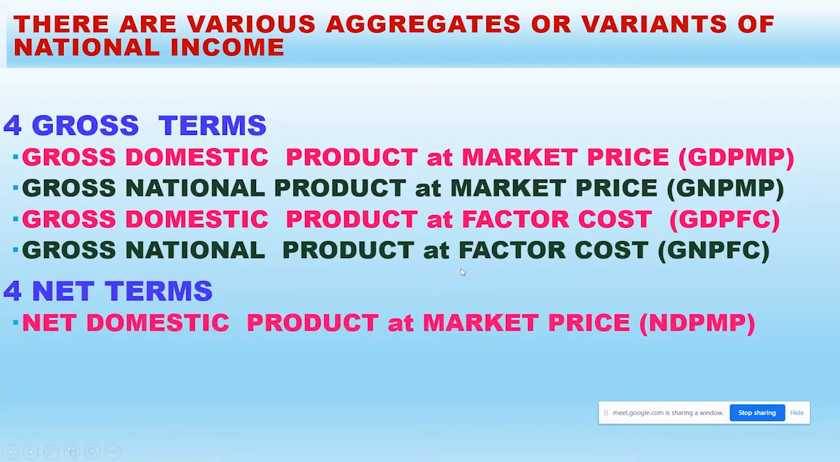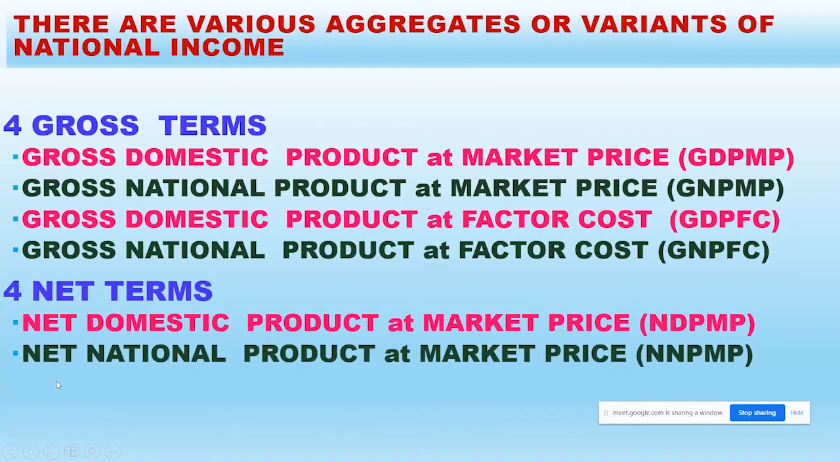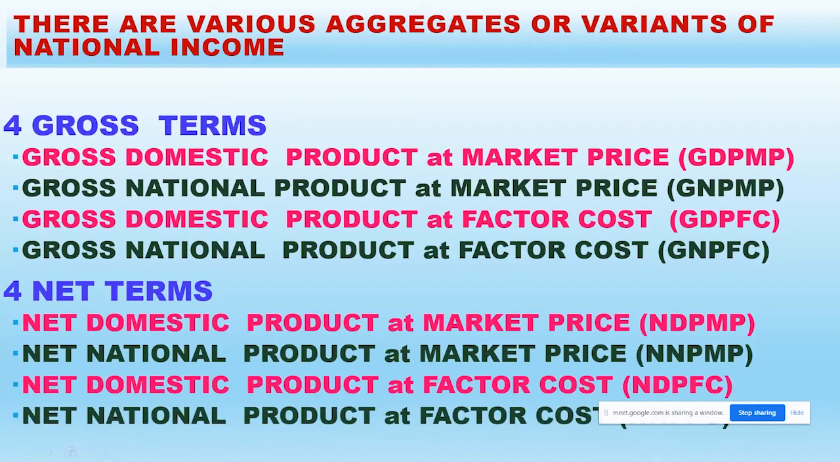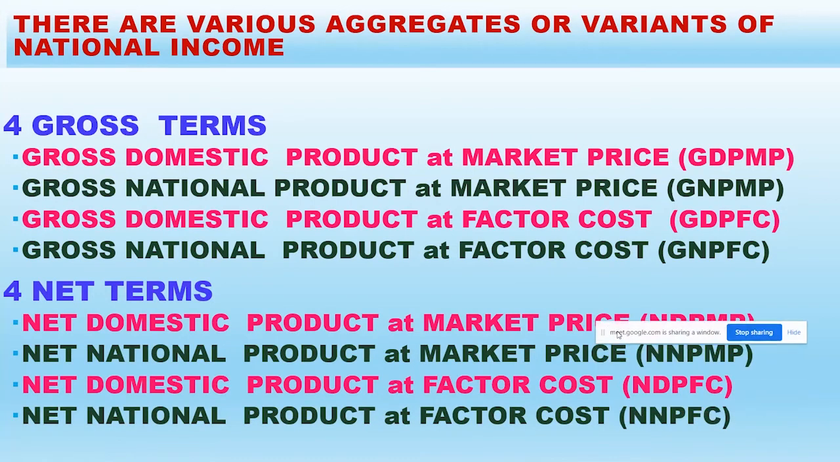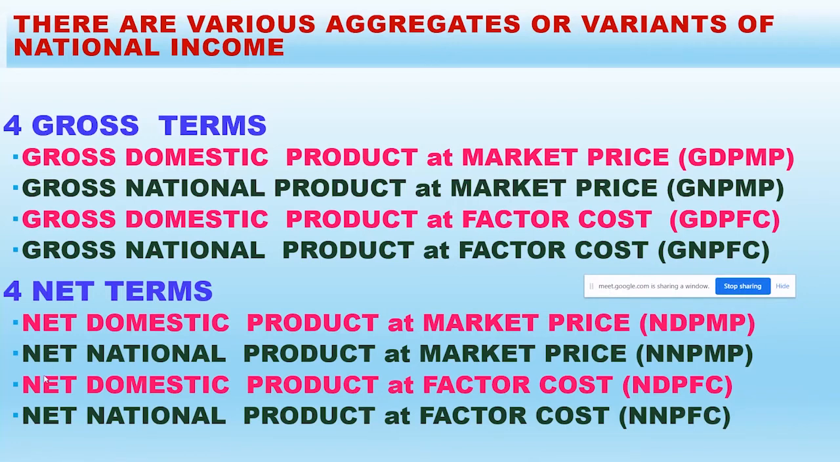Then four net terms, net domestic. So here in all these four terms we will exclude depreciation, right? These are the four terms. So here we will not include the depreciation. In any of these four terms, depreciation is not included, right? Then the domestic national difference, you know, that is NFIA. Then market price and factor cost difference is NIT. So we will discuss it in detail. These are the things that we discussed in our last class. That is why I am not explaining that much, okay?